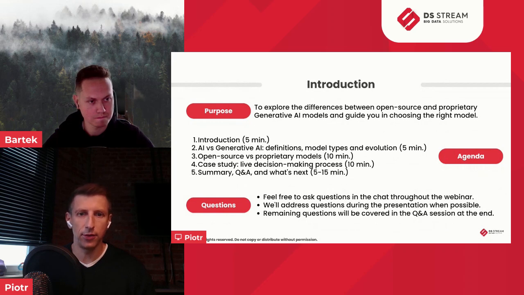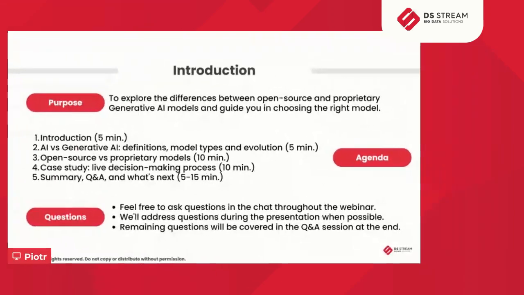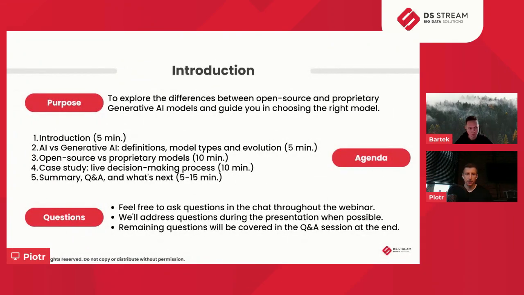We are starting with a traditional introduction. We will go through the definitions, a little bit of history of AI and Gen AI, and then jump straight into the definitions of actual model types. We will also show you the actual number of models currently on the stage. Finally, we will go through a pretty practical exercise, which is a live decision-making process. We will sum it up and give you a chance to ask questions to all of us.